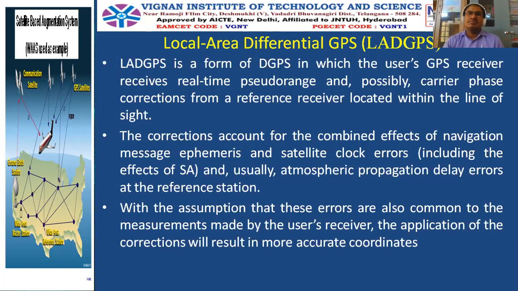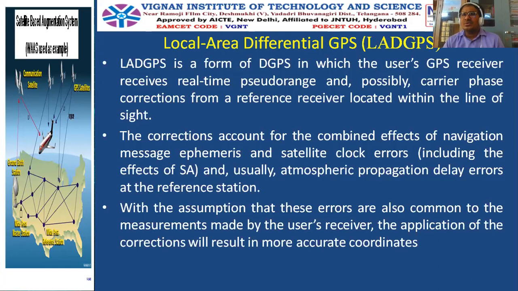So what is LAT GPS? LAT GPS is a form of DGPS in which the user's GPS receiver receives the real-time pseudo range and carrier phase corrections from a reference receiver located within the line of sight. It is not far away from the user. The reference station is at line of sight propagation, not at a far distance. So that is called the local area differential GPS.